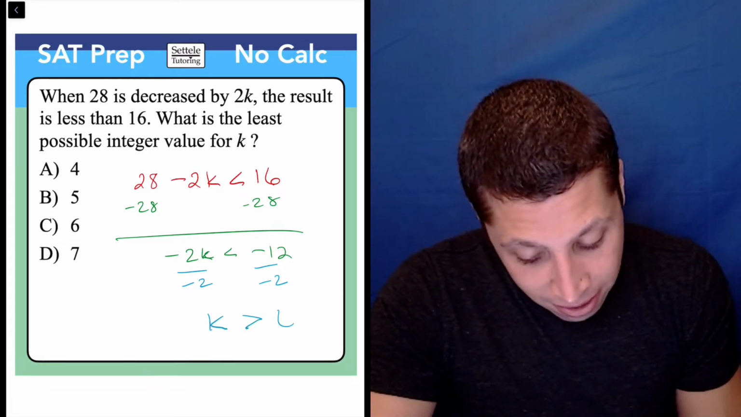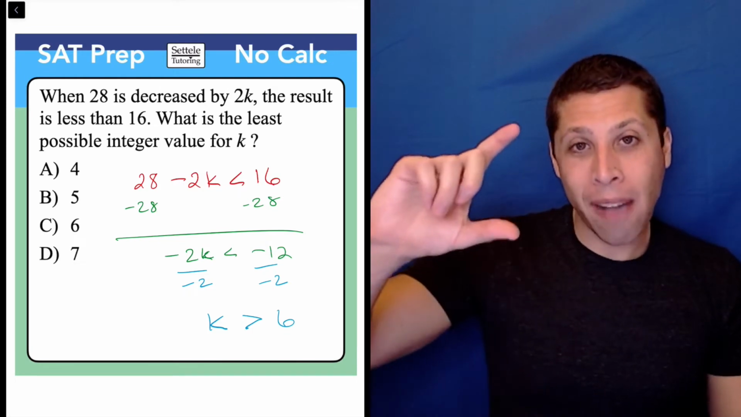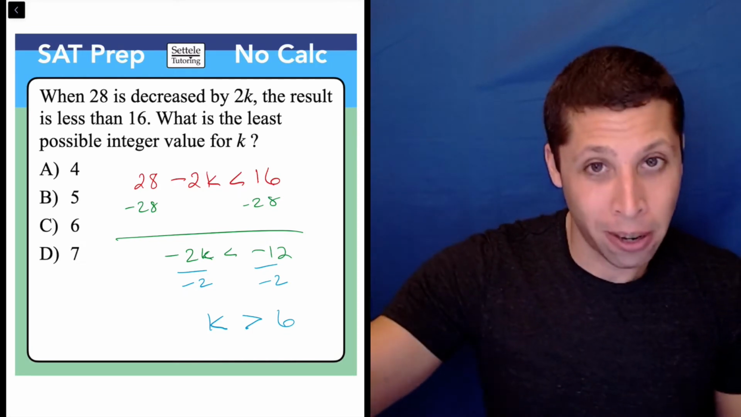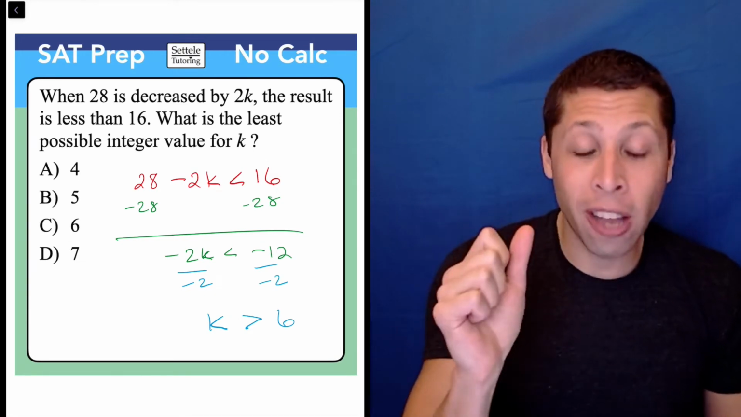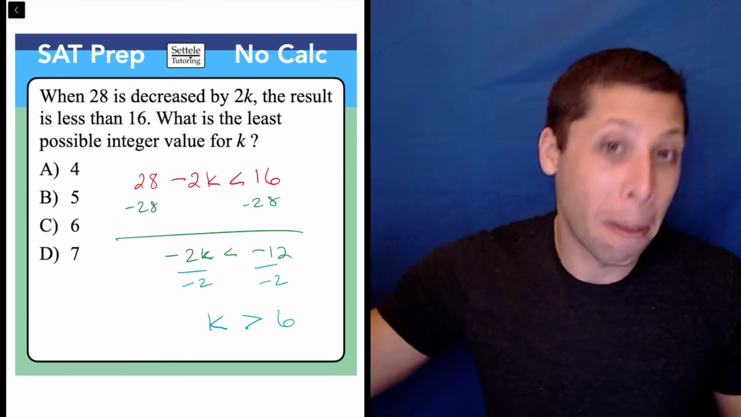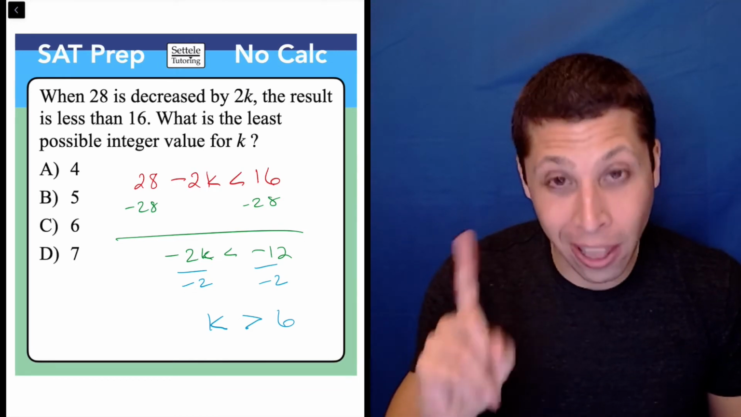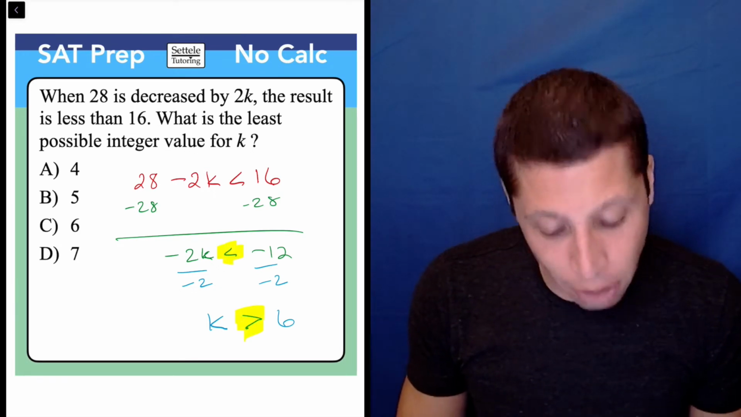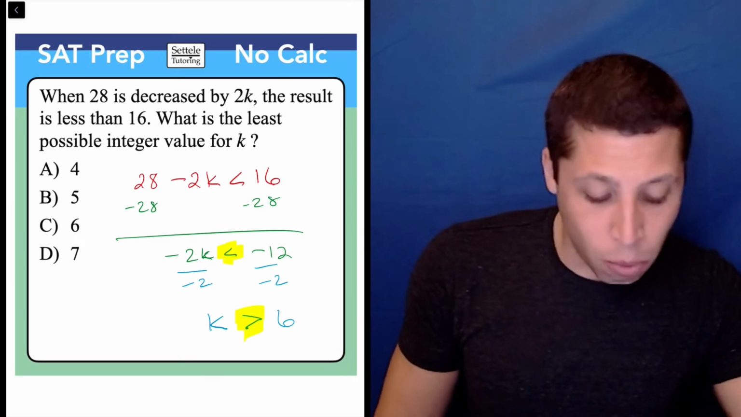Remember, when we have an inequality and we divide or multiply by a negative number, the direction of the inequality switches. So now it's facing the opposite direction. That's the one little weird thing about the inequalities. Let me just highlight it to point it out, right? This became the other direction. So k is greater than 6.